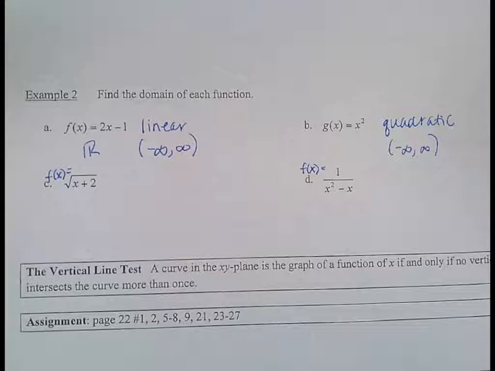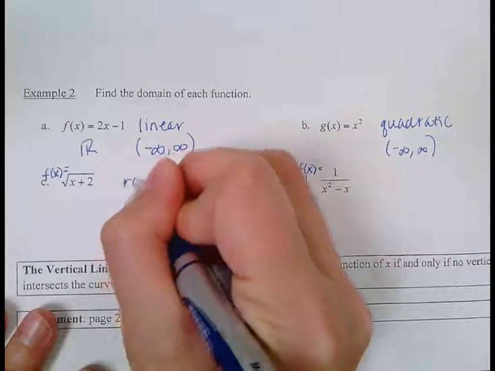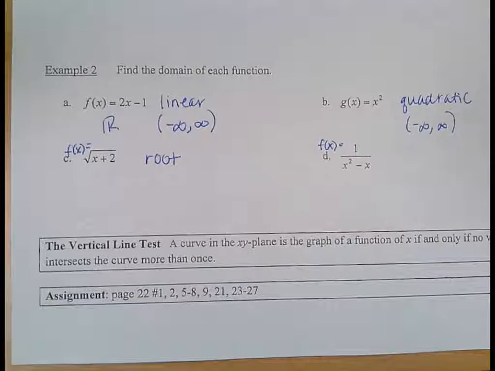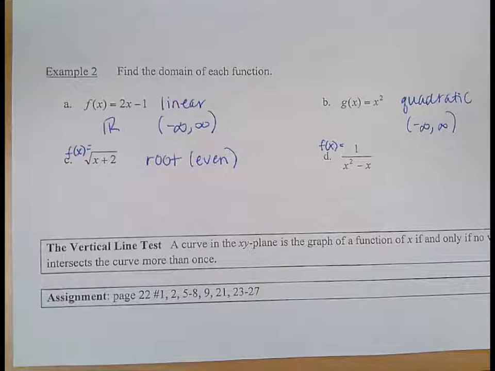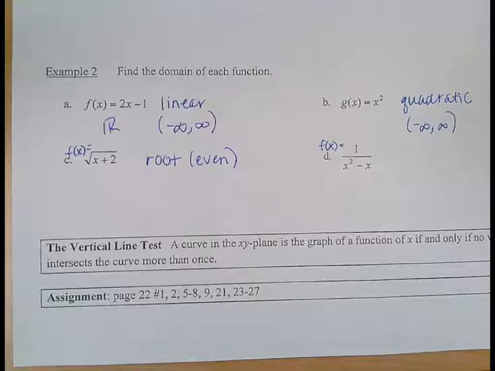Type of function for part C, square root function. Or you could even just say it's a root function. Now, if it's a square root versus a cube root, there is a difference in the domain. So I'll say root, and this is an even root. So square root, fourth root, sixth root would all have not necessarily the same domain, but the same method of finding the domain. So anyone know the domain or know how they go about finding the domain of this particular function, Dalton?